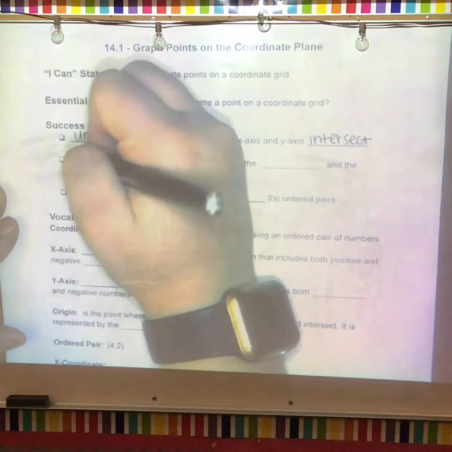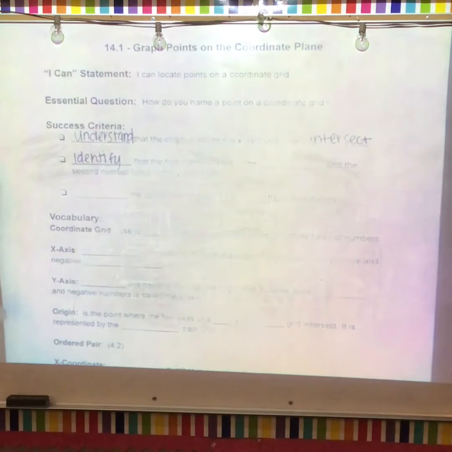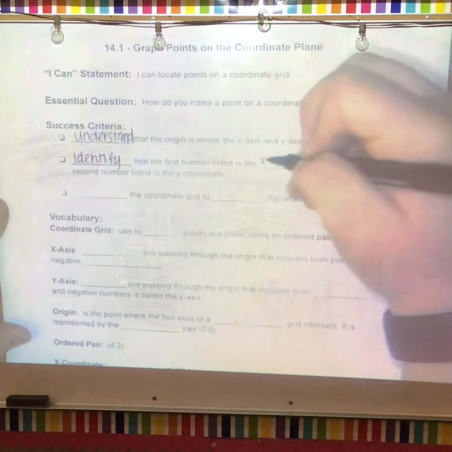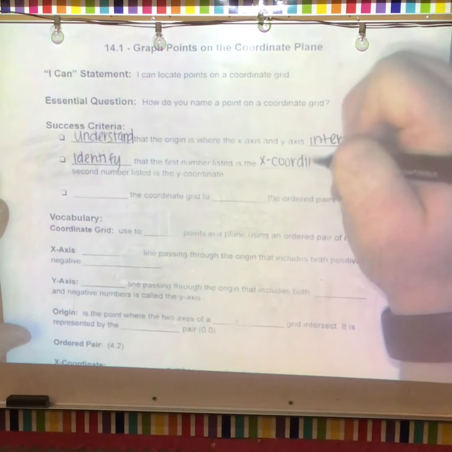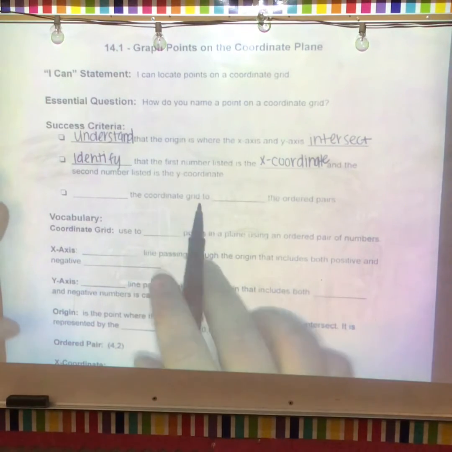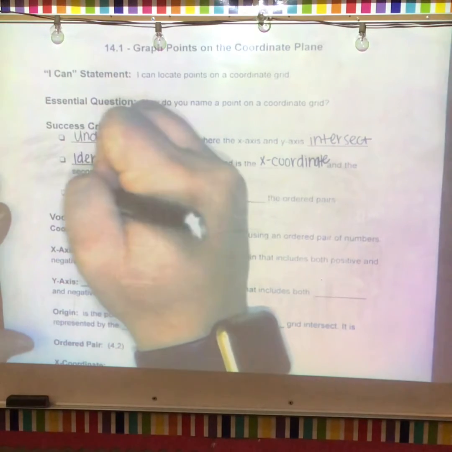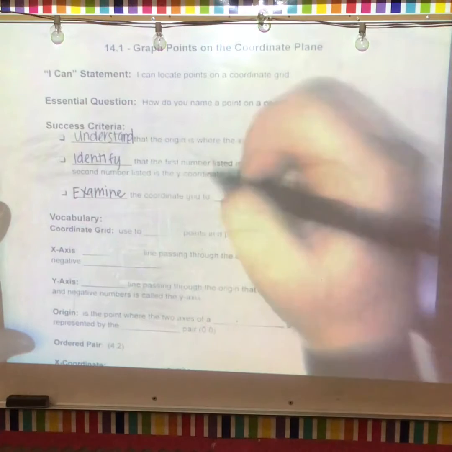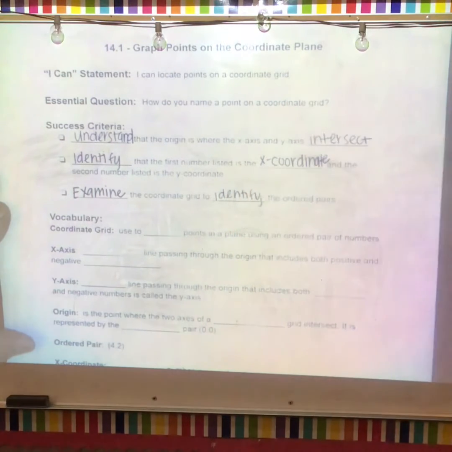Identify the first number listed as the x coordinate and the second number listed as the y coordinate. Examine the coordinate grid to identify the ordered pairs.